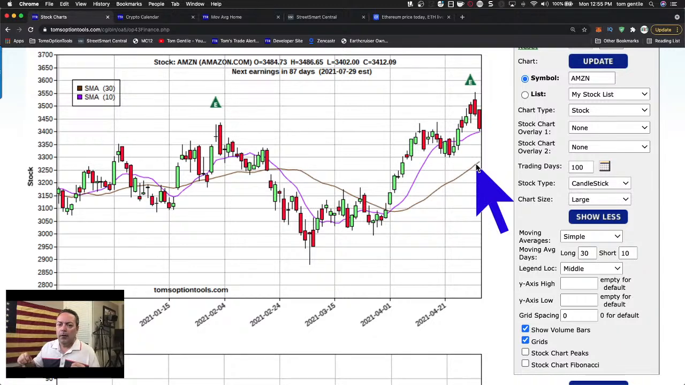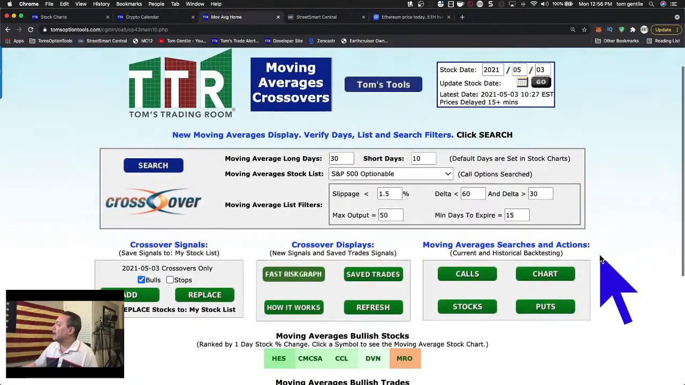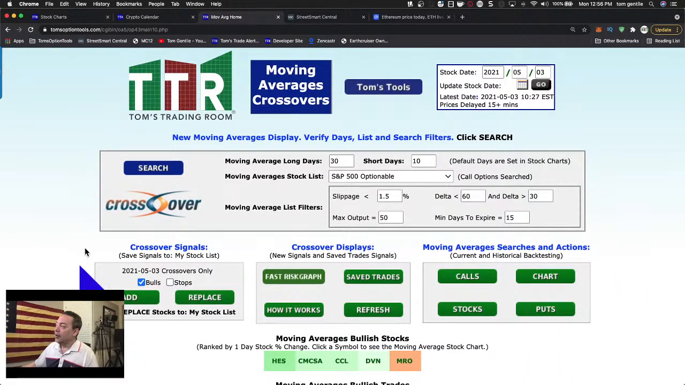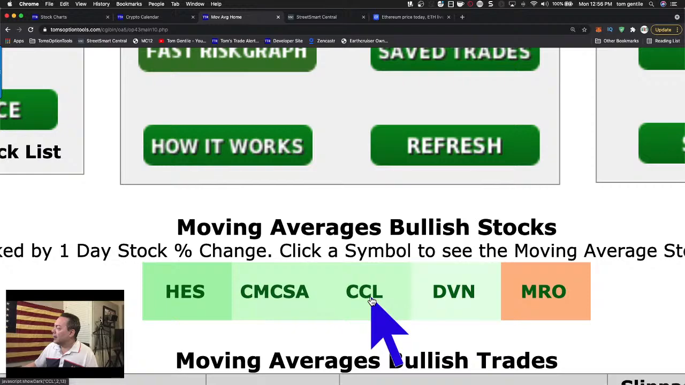I think the big question many of you are probably thinking about right now is what's looking like a buy right now. I'm going to share that with you. Over here, we have a scan on our tools, and it looks pretty daunting when you look at crossover scans. Any of you that use our tools can find it in our crossover patterns. We have crossover signals, crossover displays, crossover back testing, all kinds of stuff. But if you just click the search button, and I'm using the S&P 500 option, this is what came up for me today. I see Hess, Comcast, Carnival Cruise, I believe that's Devon Energy, and Marathon Oil.